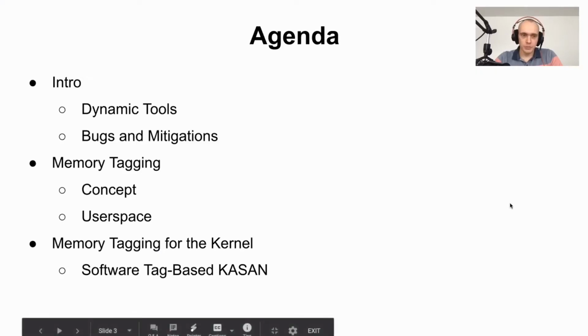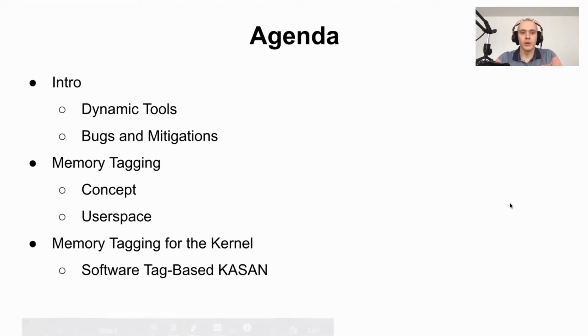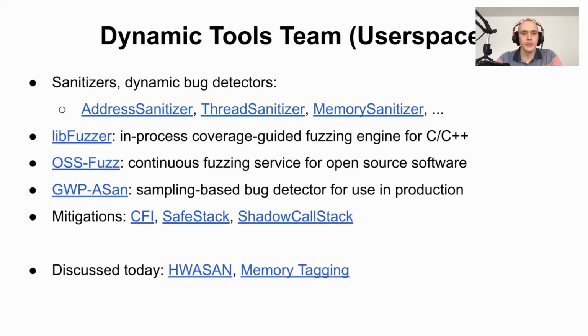The plan for today is, first of all, I'm going to introduce my team. I'm going to tell you about different kinds of tools that we have for user space and for the kernel. The next part is going to be about memory tagging itself. I'm going to explain the concept. I'm going to explain what is the current state of memory tagging in Linux and Android user space. And finally, the last part is going to be about the kernel.